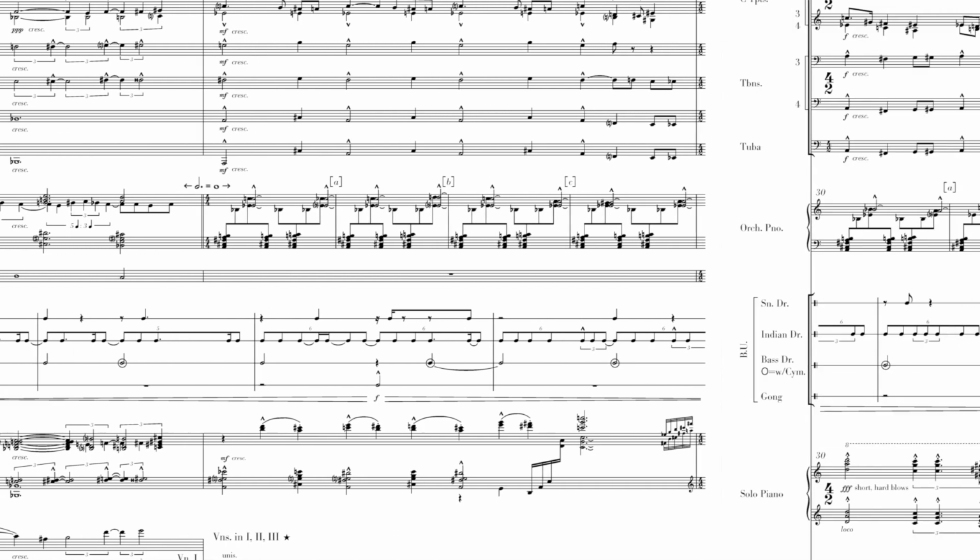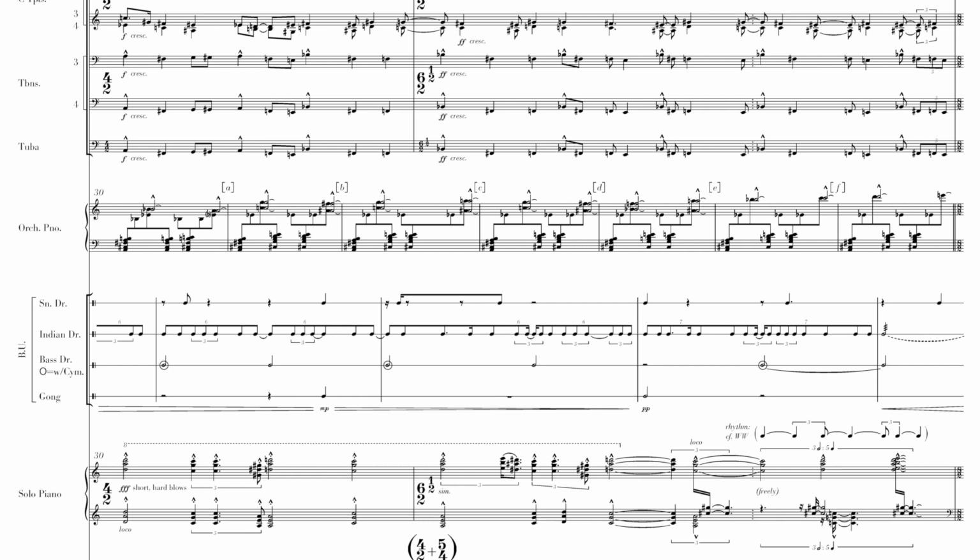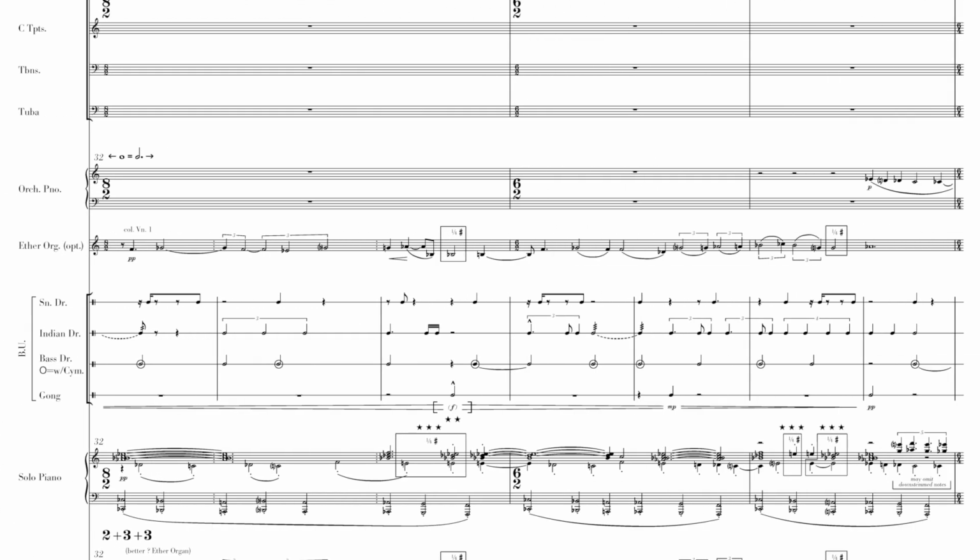But notice during this that the main orchestra has also begun playing more frenetic music. Then, at measure 32, the Indian drum goes back to playing the standard pattern. And notice that the main orchestra has also switched to playing calmer music at measure 32.